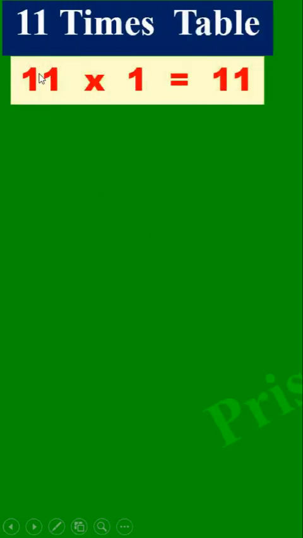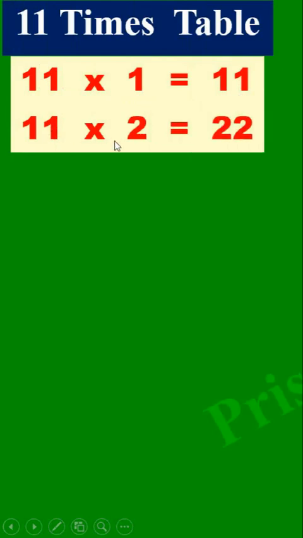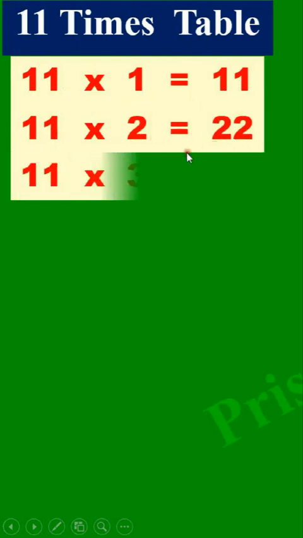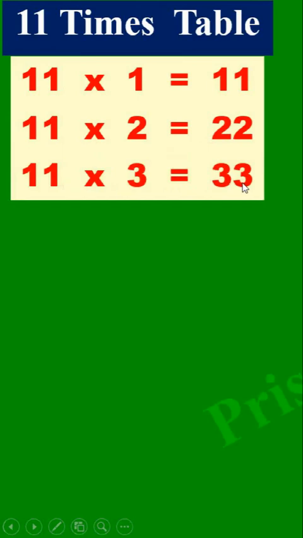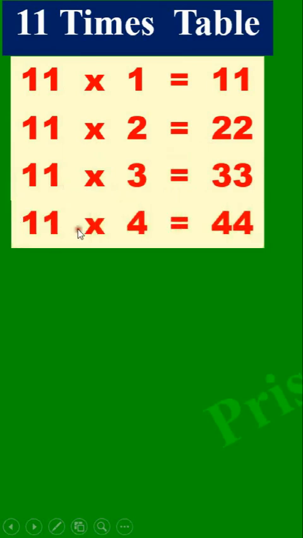11 times table. 11 times 1 is equal to 11. 11 times 2 is equal to 22. 11 times 3 is equal to 33. 11 times 4 is equal to 44.